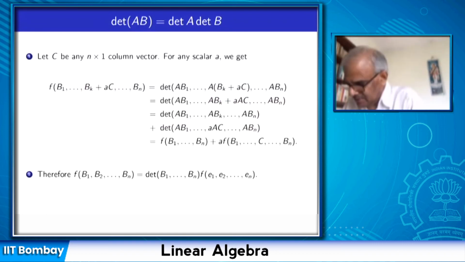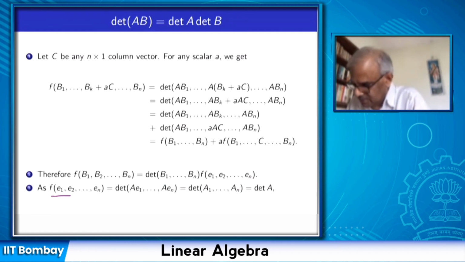So any multilinear alternating function, we have proved, is a scalar multiple of the determinant function, where the scalar is the value of the function on the identity matrix. So F of B1, B2, Bn must be the determinant of B1, B2, Bn times F of E1 up to En. But what is F of E1 up to En? F of E1 up to En is the determinant of AE1, AEn by our definition of F.